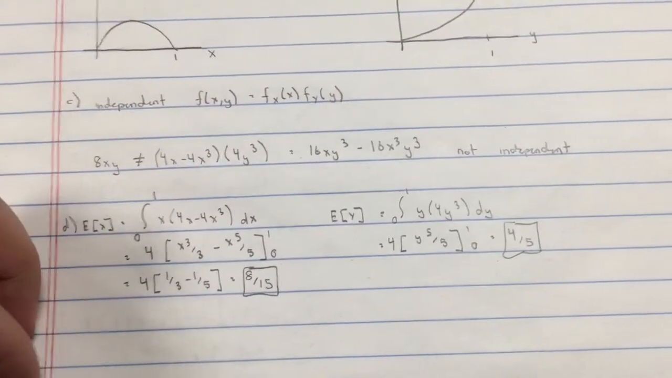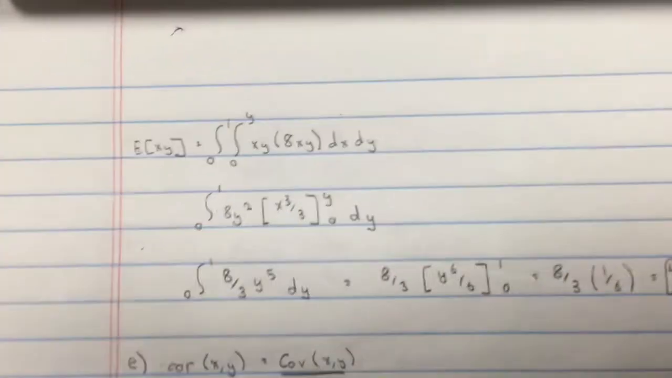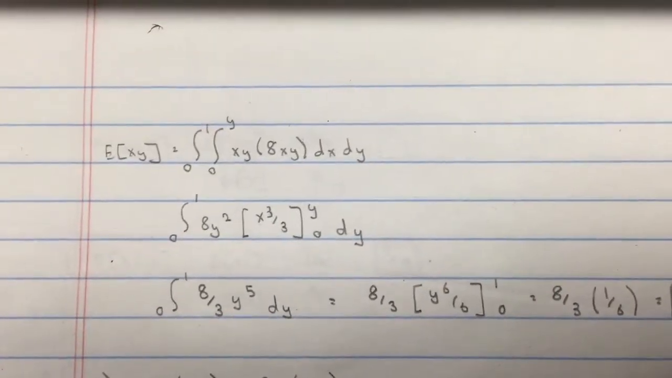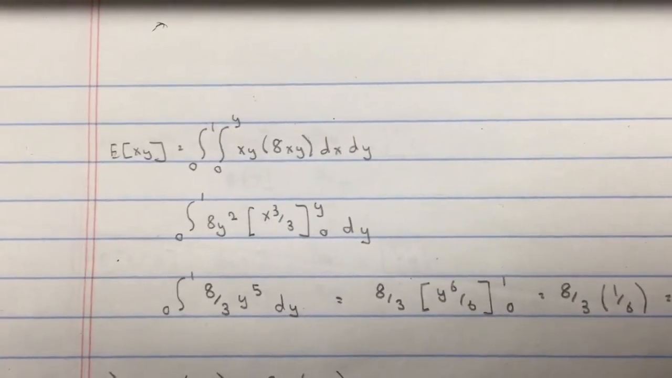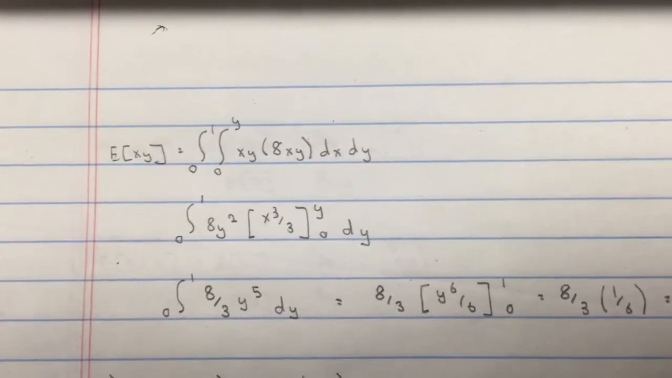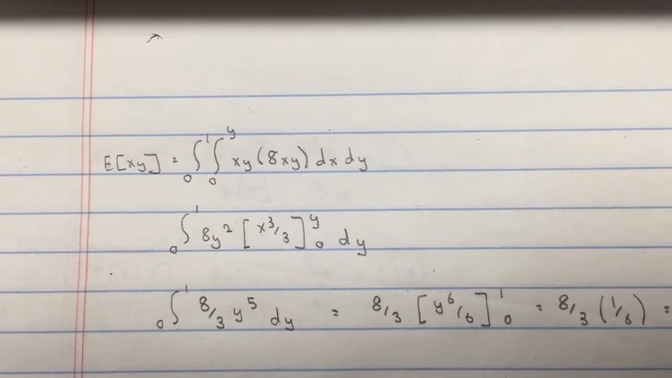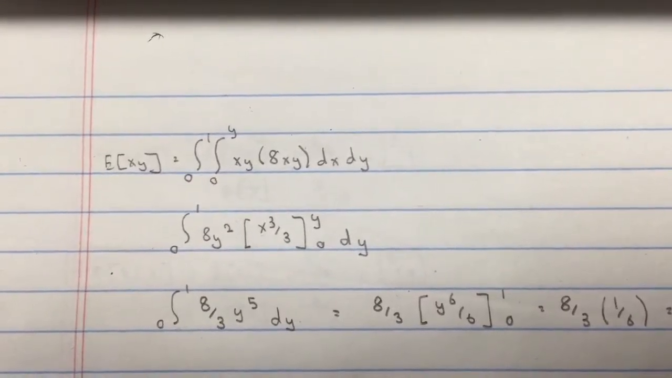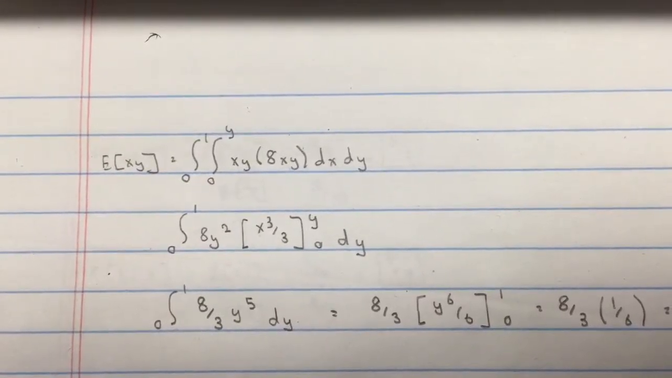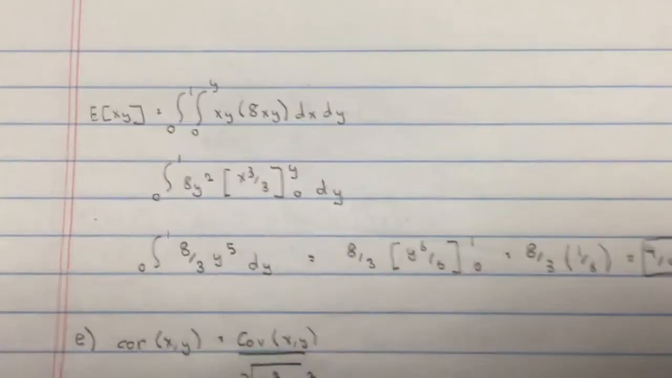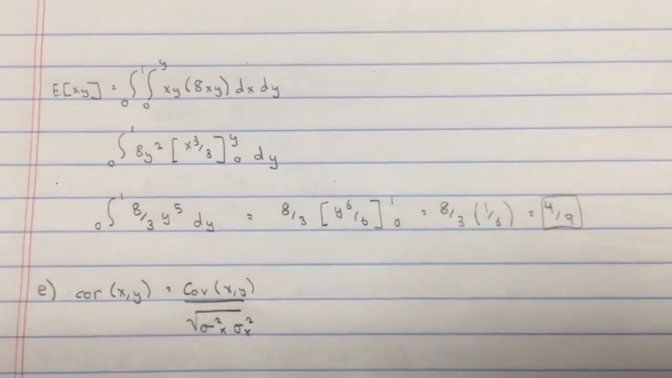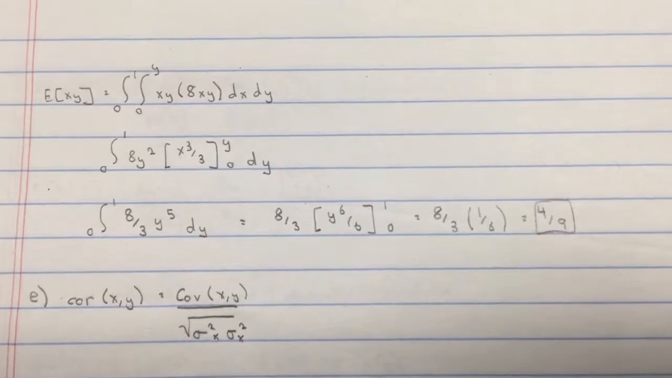The next part is the expected value of xy. The expected value of xy is just equal to the integral of xy times f of x and y over the bounds of x and the bounds of y. Similar to how we found b in the first part, the bounds of x will go from 0 to y, and the bounds of y will go from 0 to 1. When we integrate that out, we end up getting 4/9 as our expected value for xy.